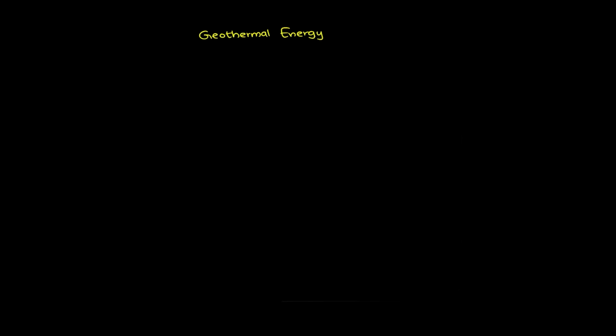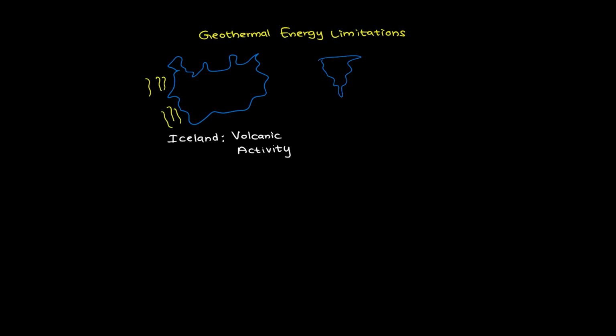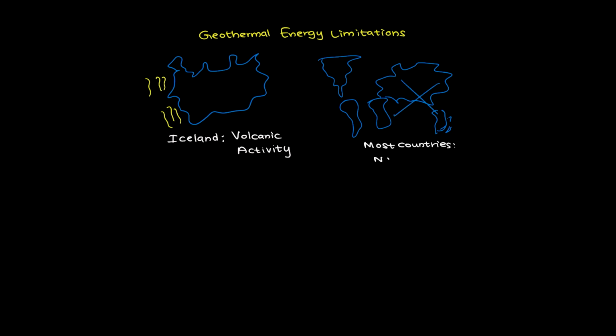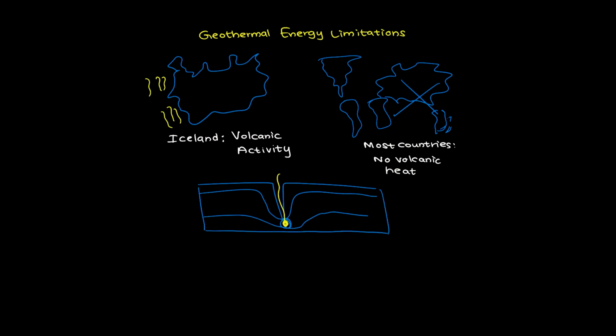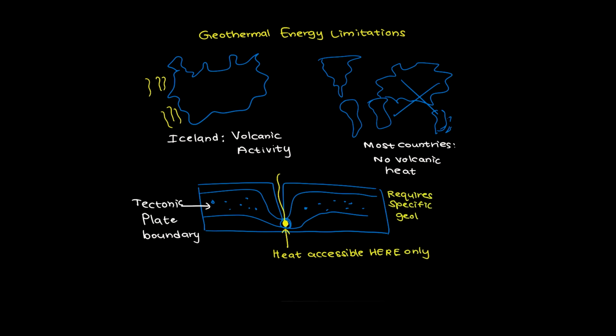Iceland runs on geothermal energy, heat from underground volcanic activity. They tap into it for electricity and home heating. Brilliant solution, but most countries can't copy it. Why? Geography. Geothermal energy requires accessible underground heat. That heat exists near tectonic plate boundaries where volcanic activity concentrates. Iceland sits on the mid-Atlantic ridge, perfect location. Most places don't have that geology. Kansas can't drill into volcanic heat because there isn't any beneath Kansas.